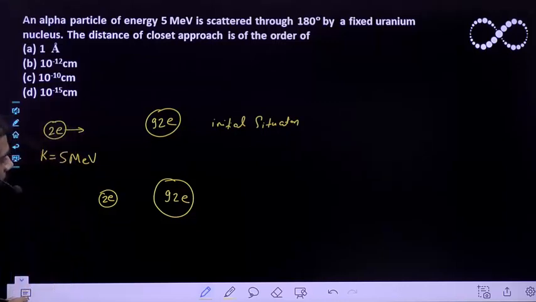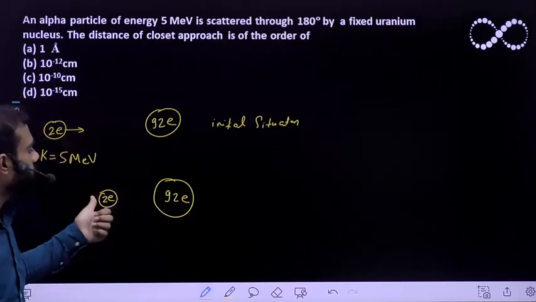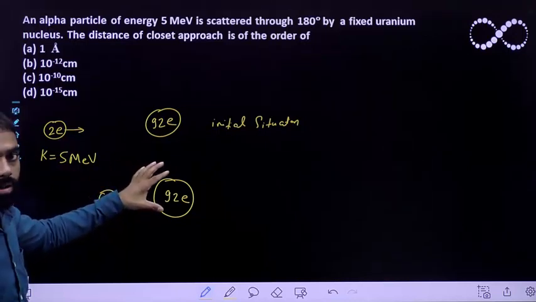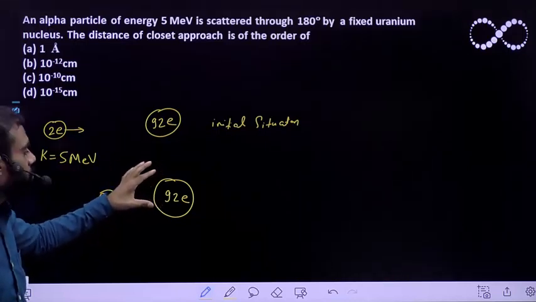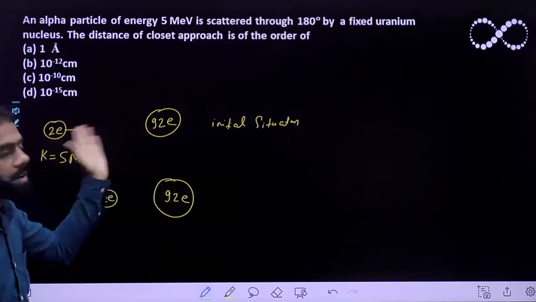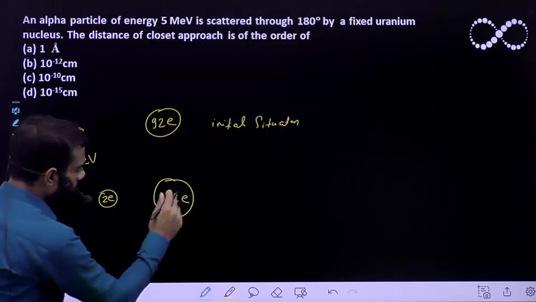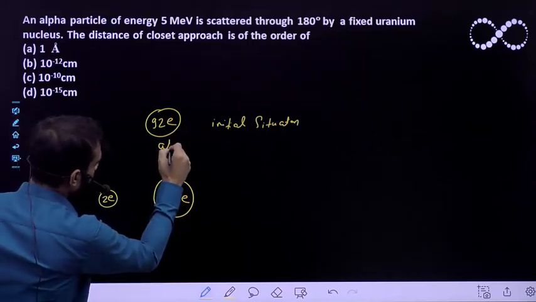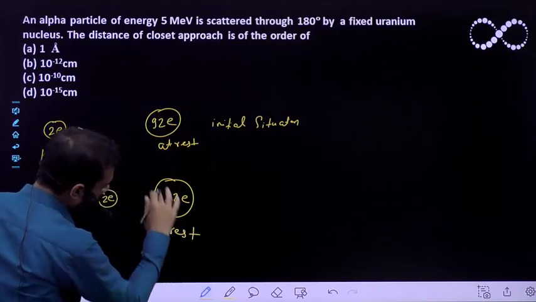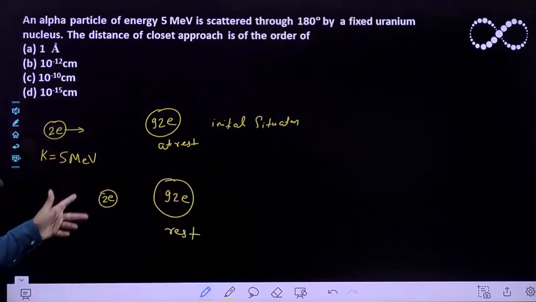As you all know, the mass of uranium is very large as compared to alpha. So whatever force is acting on the uranium particle will be very small, and you can assume as if this uranium remains at rest for the entire interaction process. So here it is at rest, and here also it will remain at rest, assuming that the mass of uranium is very large as compared to the alpha particle.